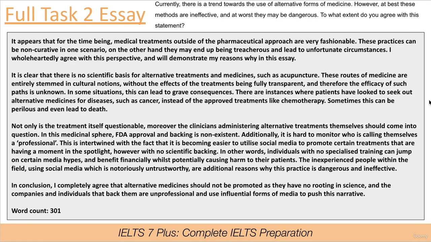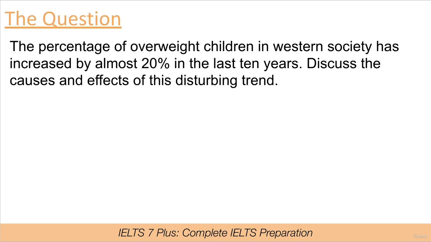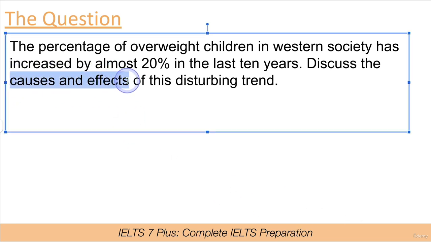Okay then, well, let's get started on our next essay. And this topic is going to look at overweight children, so obesity with children for this one. Obesity is quite a popular topic that could come up. The percentage of overweight children in Western society has increased by almost 20% in the last 10 years. Discuss the causes and effects of this disturbing trend. Right, okay, so we have a cause and effect question. This is what's jumping out to me straight away, cause and effect.